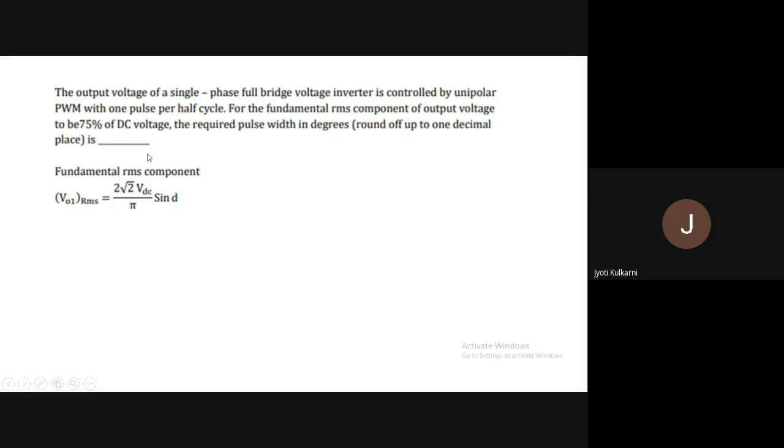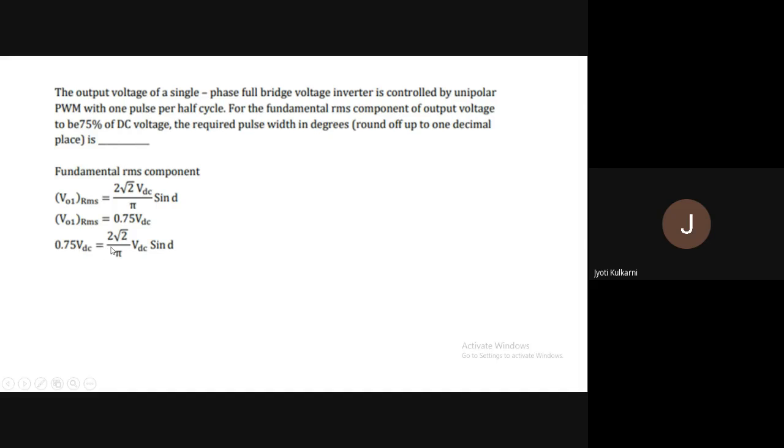So can I say that this V01 RMS is equal to 0.75 into VDC? That is 75% of DC voltage. Okay, so 75% of DC voltage means 0.75 into VDC, and that is equal to V01 RMS. So now you can equate these two terms.